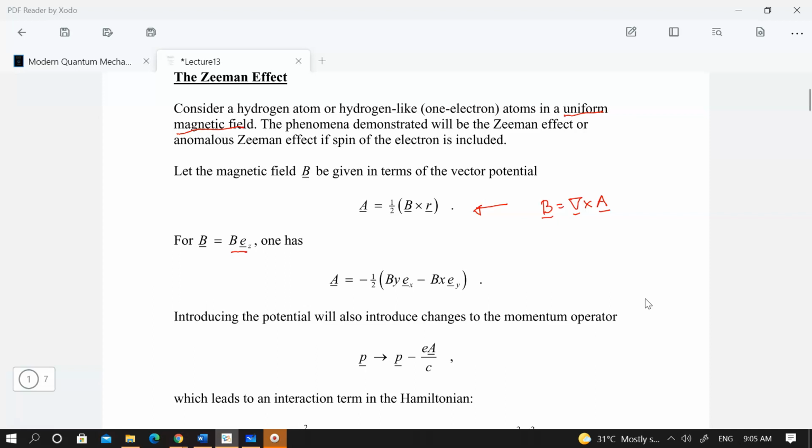I'm not quite sure where this is precisely introduced, but probably in the first course you might have come across that sometimes you can replace the momentum operator by a modified one, where you have a function over here. Let's say there's a function f.